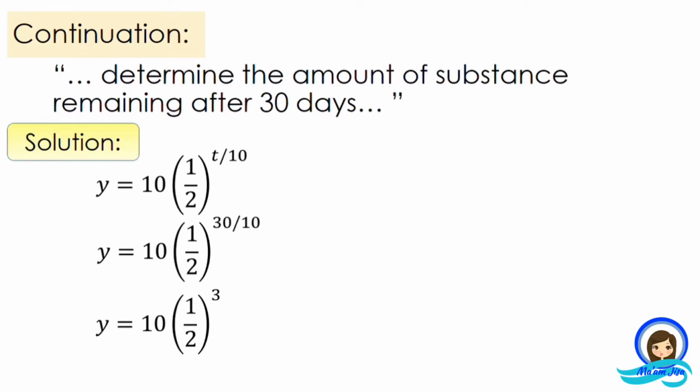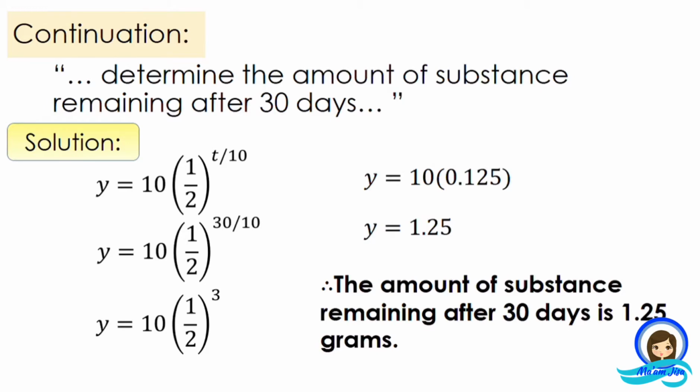So in this case, we need to get first the cube of 1/2, or 1/2 is to be raised to an exponent of 3. And 1/2 cube is 0.125, and then multiply it to 10, that is 1.25. Therefore, the amount of substance remaining after 30 days is 1.25 grams.